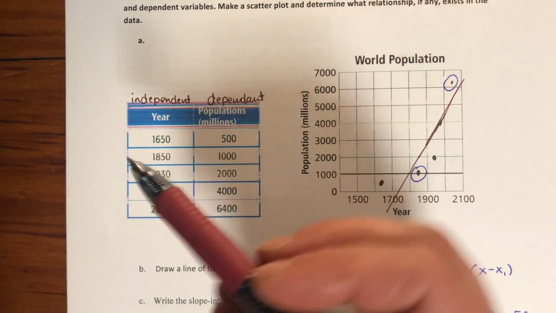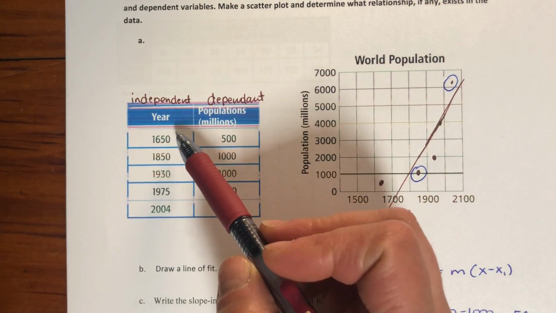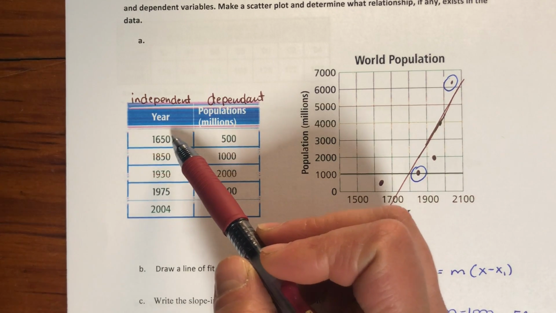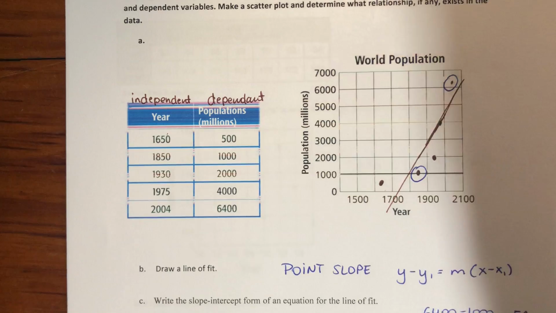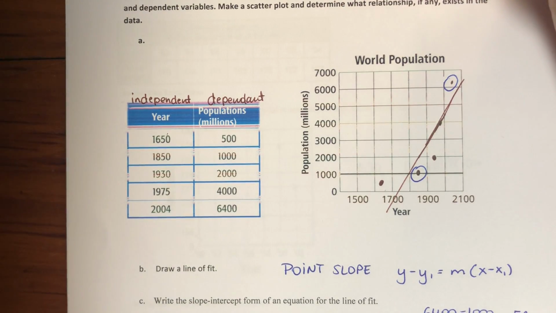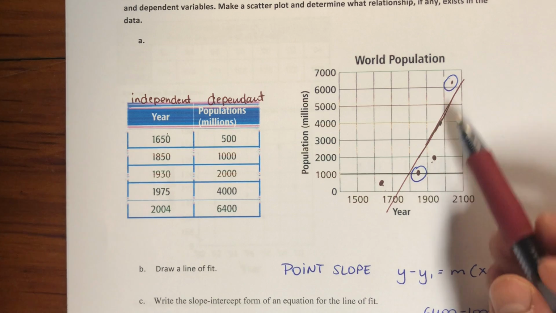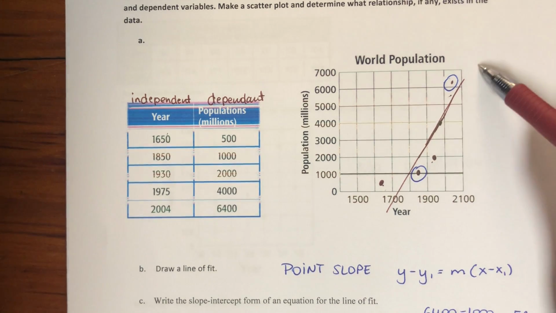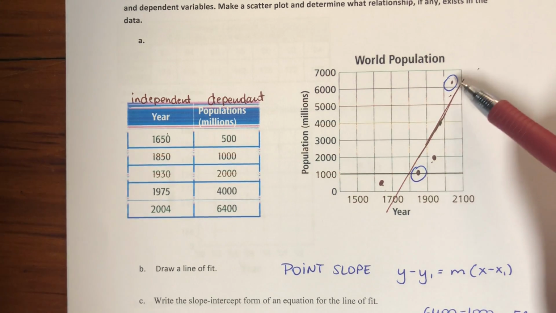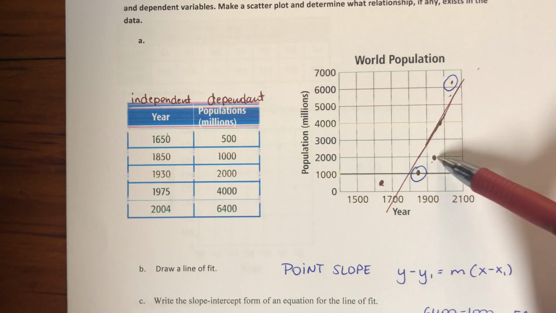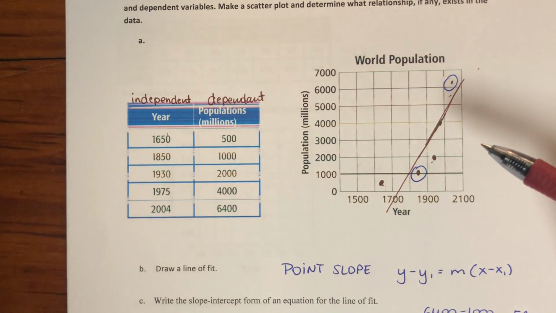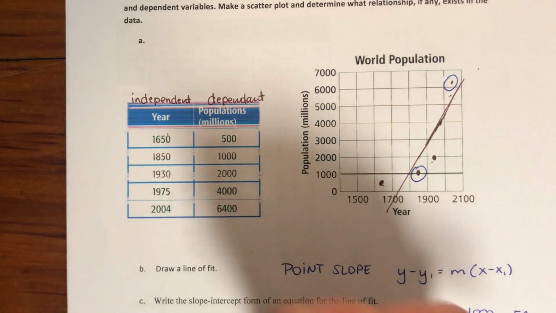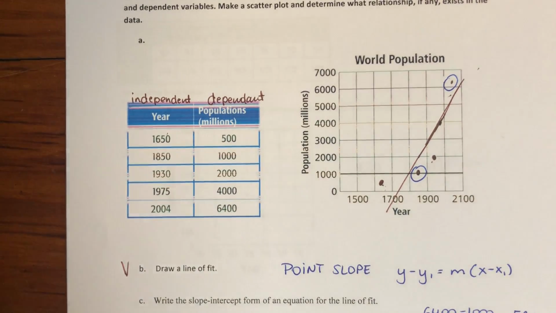So first of all, independent and dependent. The year is always the independent. The time will go by no matter what. So this is my independent and this is my dependent, and I answer the first question. The second thing is I put the points on the graph, and I made the line of best fit. And I try to make sure that, see, I have two points under and two points above. So I answered this question as well.